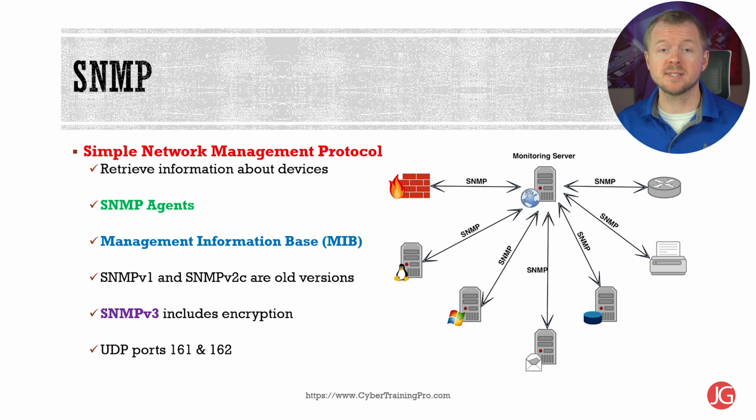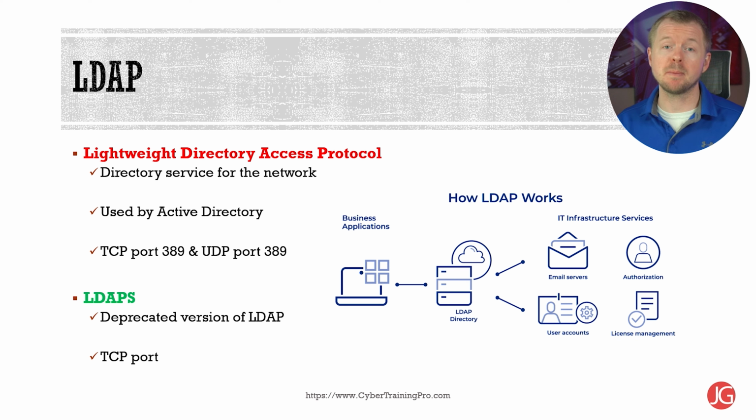The Lightweight Directory Access Protocol, or LDAP, is a directory service that stores information like users logged on and the location of printers, just to name a few items. Active Directory uses LDAP in the background to keep database information synchronized. LDAP uses TCP and UDP ports 389. Lightweight Directory Access Protocol over SSL, or LDAPS, is a deprecated version of LDAP that you might hear about, and it used TCP port 636, but LDAP version 3 made it obsolete.